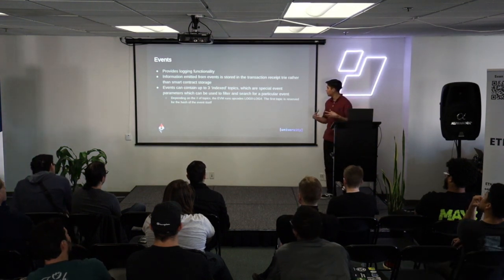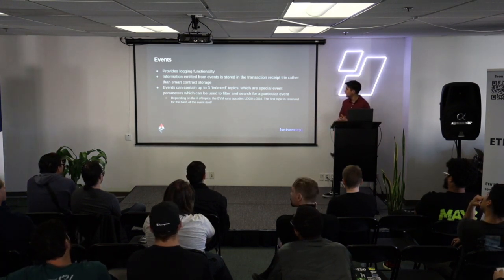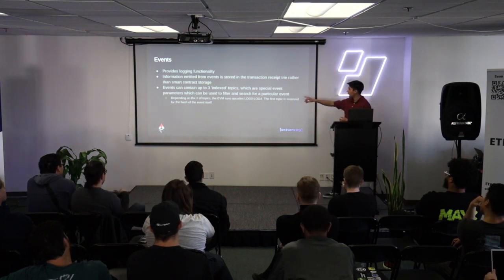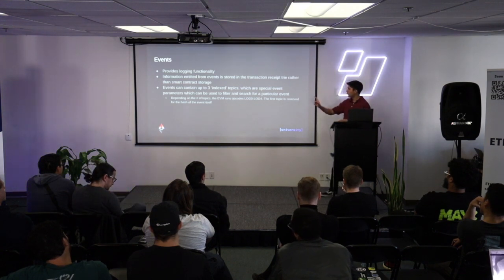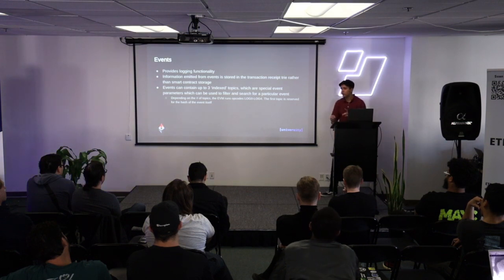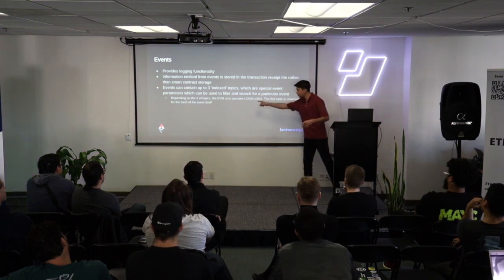Topics are basically special event parameters which can be used to filter and search for a particular event. Depending on the number of topics you include, the EVM uses the opcodes log0 through log4. The reason that it goes up to log4 is because the first topic is reserved for the hash of the event itself.